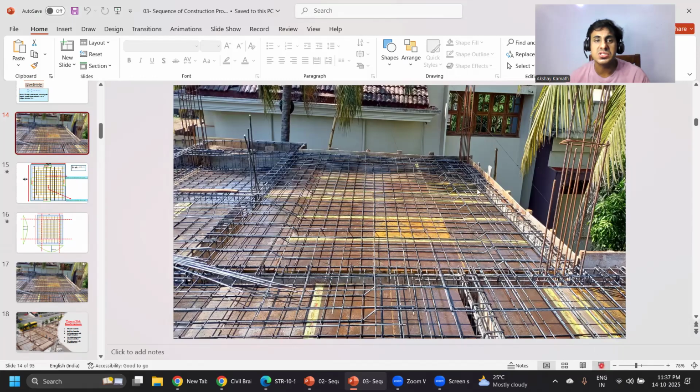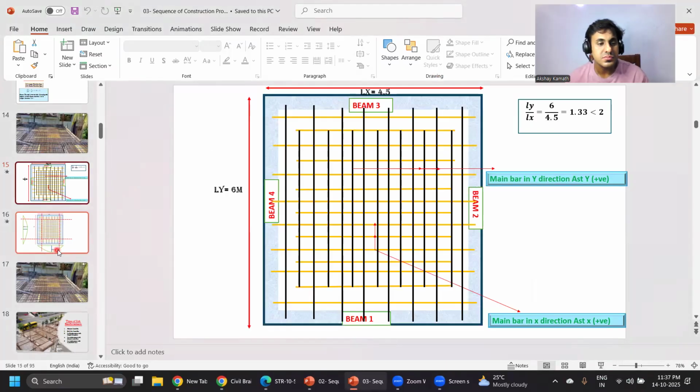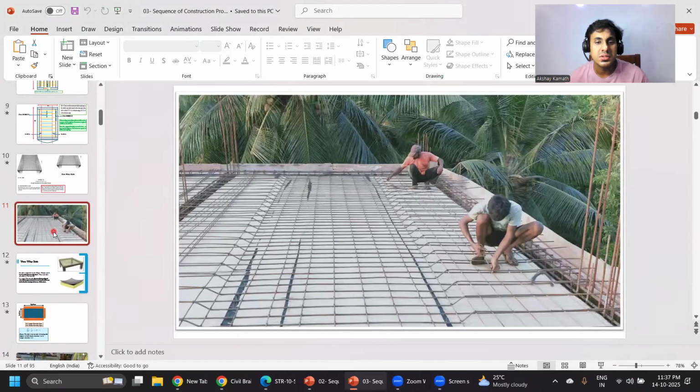Just try to have an understanding. Alternate crank means from here I'll start my bar like this. I'll give a crank like this, and this bar will go to the bottom. Next, I'll start a crank from this direction like this, and it will go down like this. So this is called an alternate crank. There's one more pattern called a both side crank. I'll show you an image for that also, just to put it in a better way. This is called both side crank.